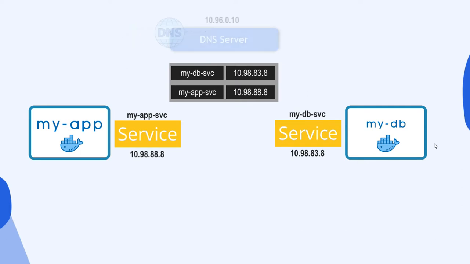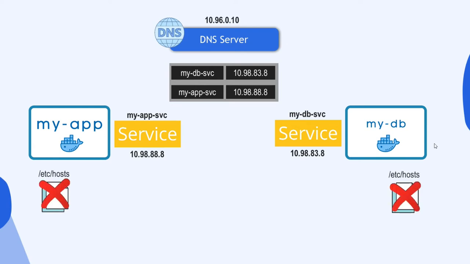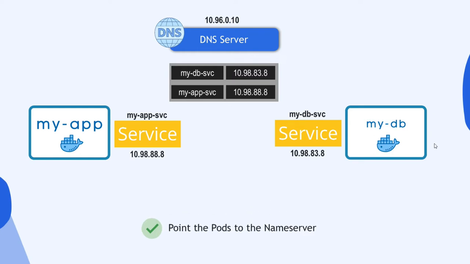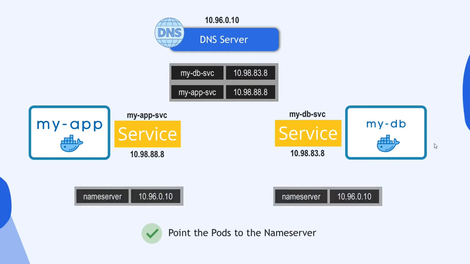So now instead of listing all the mappings in each pod in the /etc/hosts file, you can simply point the pods to the name server which has all the records. You can do that by specifying the address of the domain name server in the /etc/resolv.conf file in each pod.